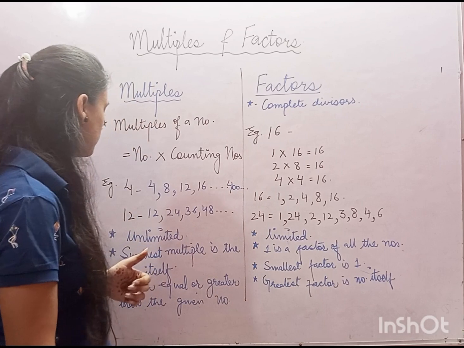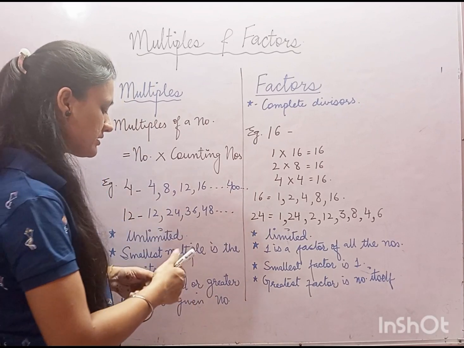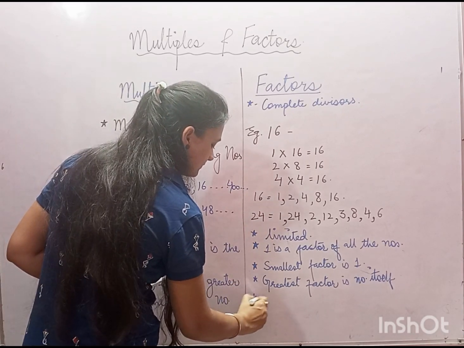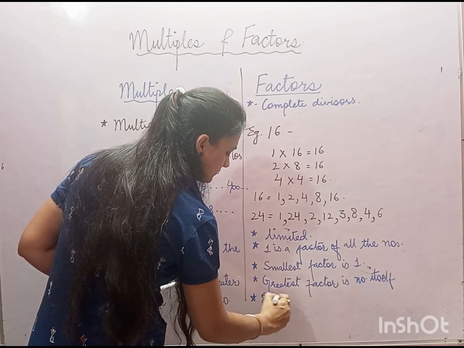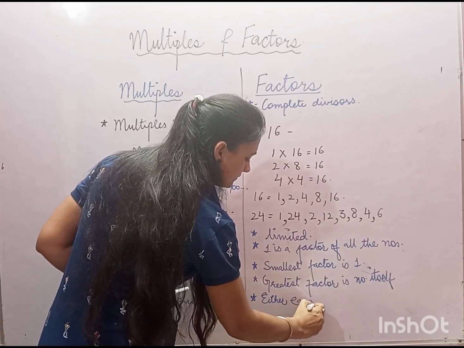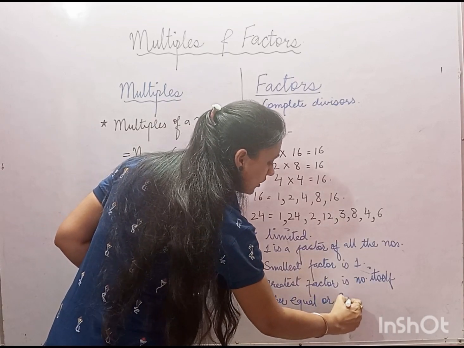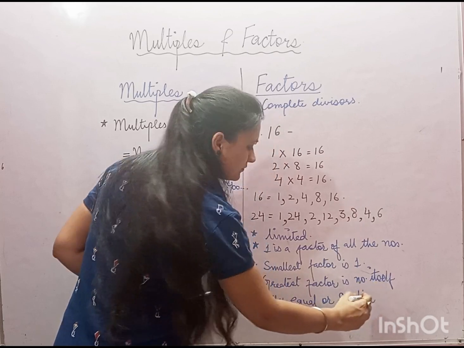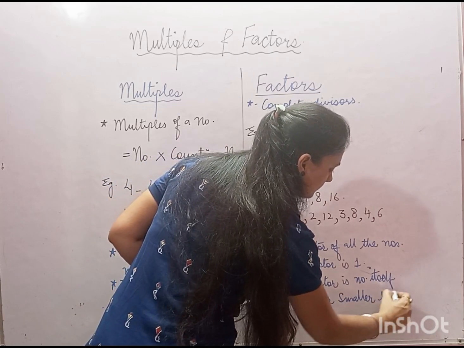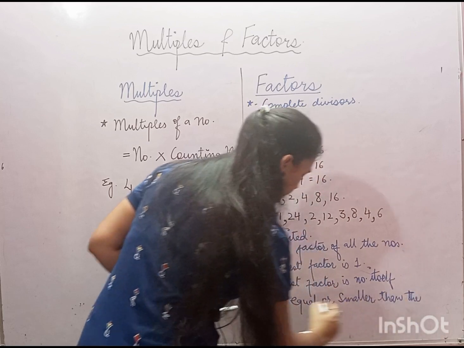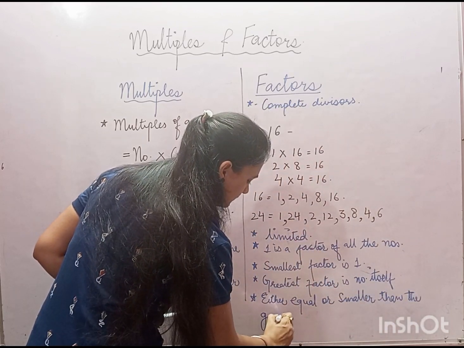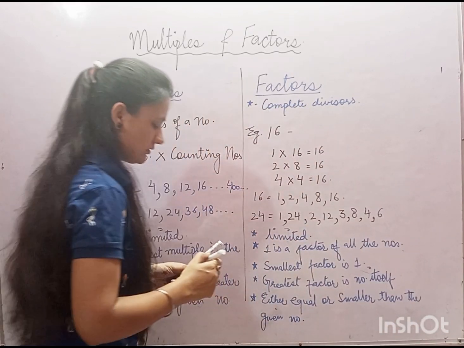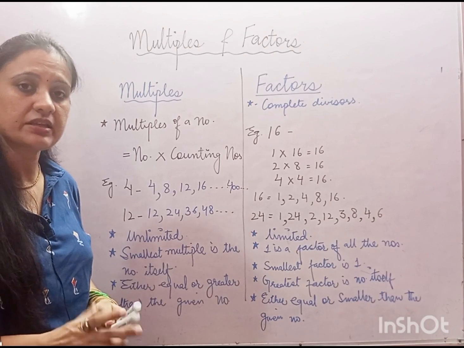Clear? And one more thing which we observed is factors are either equal or smaller than the given number. I hope you understood factors and multiples.